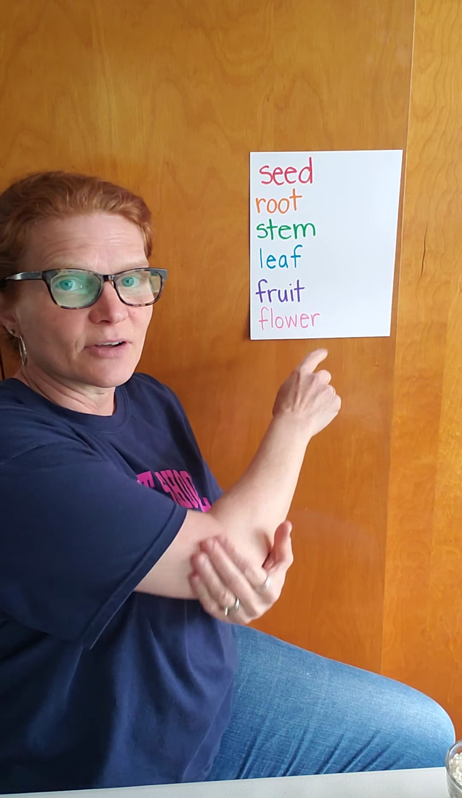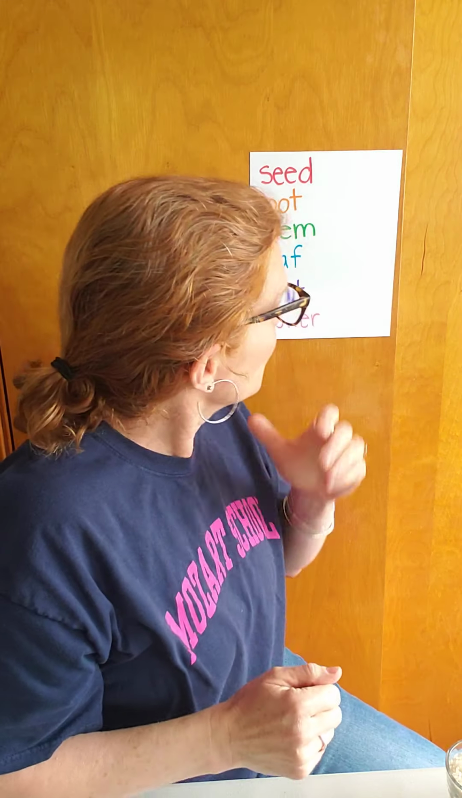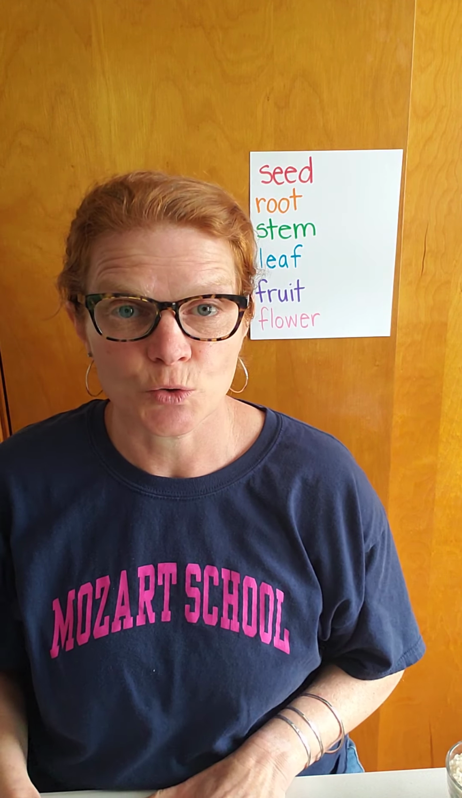The last part I have on my list is a flower. And when flowers bloom, pollinators come to make seeds. And sometimes, not very often, but every now and then, there's a food that we eat that is actually a flower. So we can learn more about all these parts of the plant when we listen to the story From Seed to Plant by Gail Gibbons.